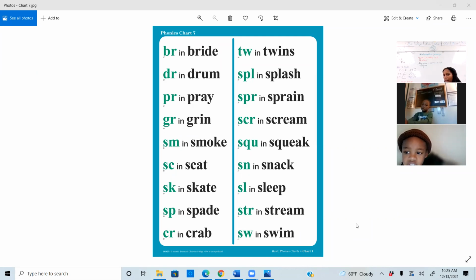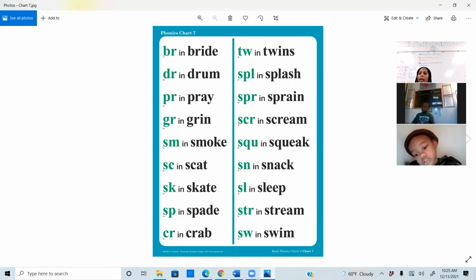SL says sl, and sleep. STR says str, and stream. SW says sw, and swim. Okay, that's phonics chart 7. Let's look at chart 8.